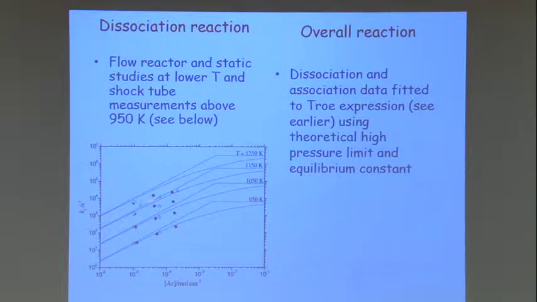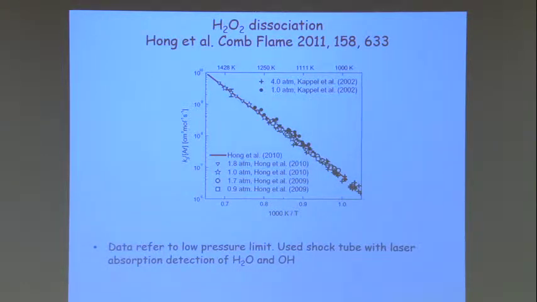And here's the dissociation reaction using a flow reactor and static studies at lower temperatures and also shock tube measurements above 950 K. So these are experiments going from 950 K to 1250 K using shock tubes to measure this dissociation reaction. And then the dissociation and association data are fitted to a Troe expression, for example, or using PLOG. But in this case, they use the Troe expression using the theoretical high pressure limit and equilibrium constant to put everything together. And so that's the data for H2O2 dissociation determined in this overall way.